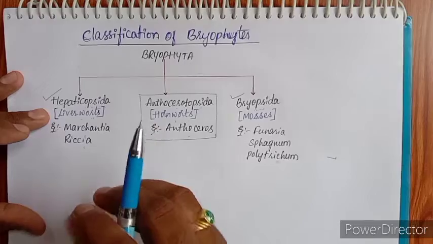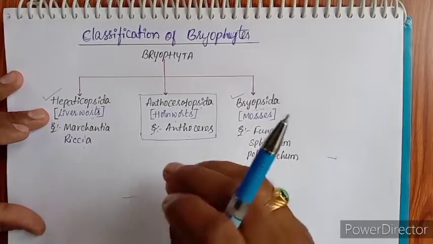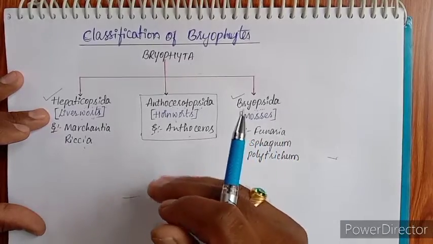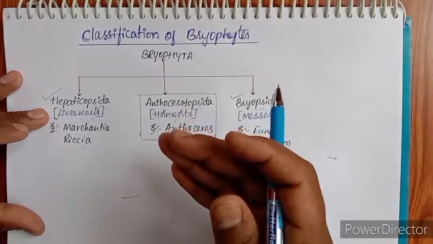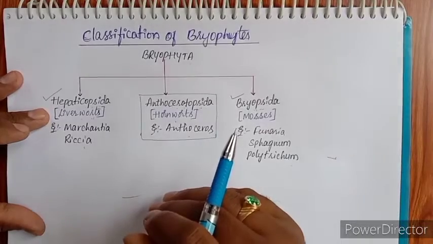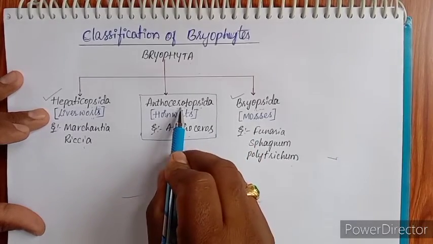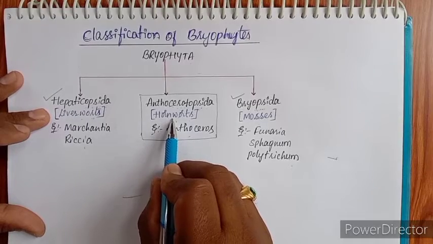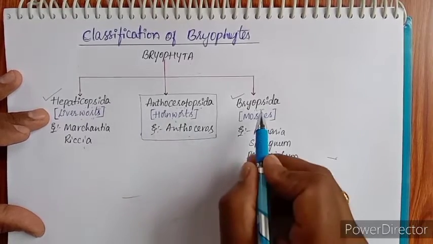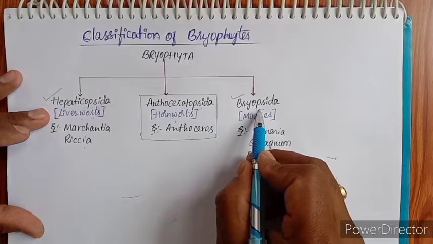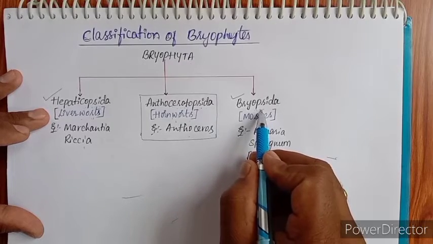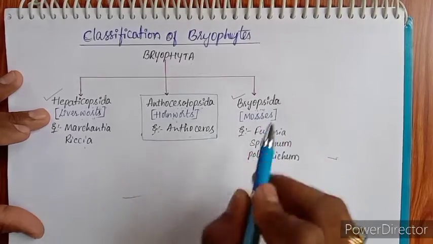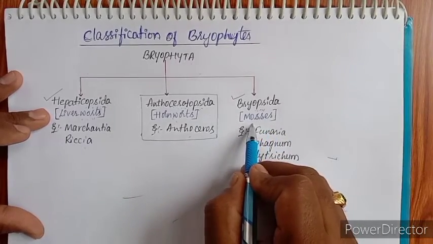You may get some doubts like, sir, what is a sporophyte? The haploid plant body reproduces a diploid structure called the sporophyte. That sporophyte of Anthoceratopsida is horn shaped, hence we call them hornworts. The third important class is Bryopsida. These are the newer members of the Bryophytes, and they are commonly called mosses.